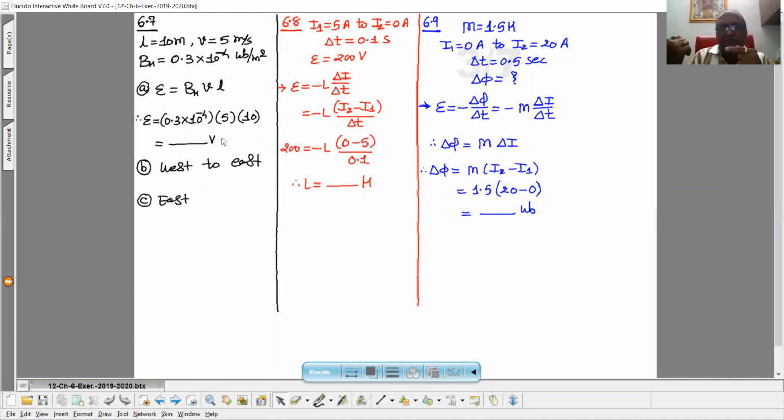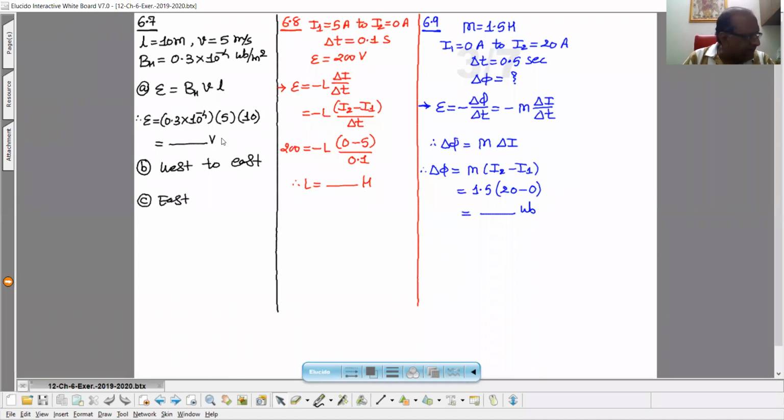So positive charges will be accumulated towards east, negative will be accumulated towards west. Clear? So here the end of the conductor towards east will be positively charged and towards west will be negatively charged. So the east end will be at a higher potential and the direction of EMF induced is west to east. Positive charges will be accumulated at the east end. Clear?